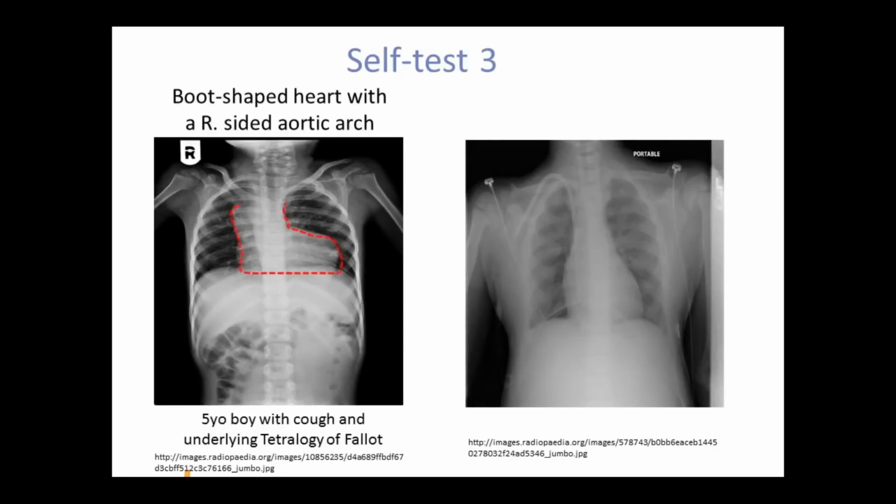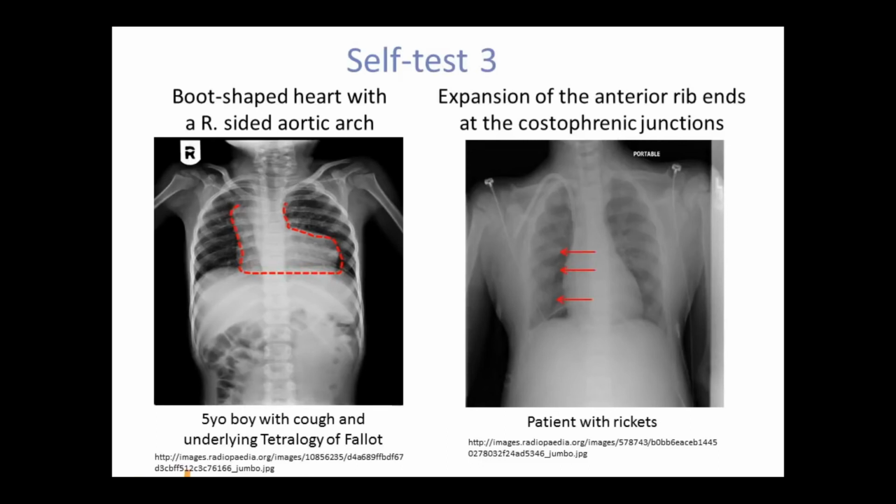The patient, a 5-year-old boy, shows a boot-shaped heart on his chest X-ray. The boot-shaped heart is pathognomonic for a diagnosis of tetralogy of Fallot. Furthermore, there is an associated right-sided aortic arch visualized on the film. Lastly, we have a film that shows expansion of the anterior rib ends at the costochondral junctions. This is pathognomonic for a diagnosis of rickets.